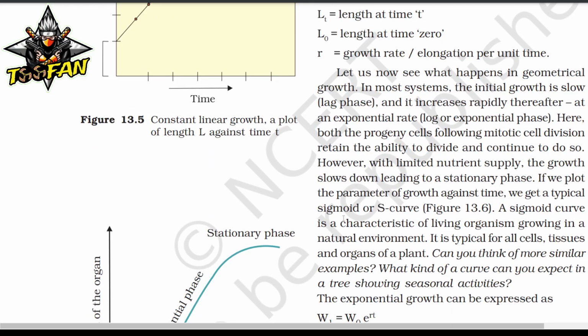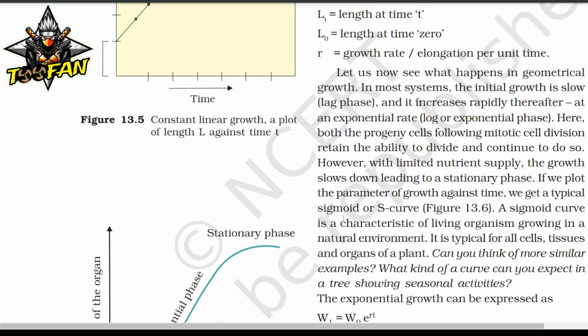In most systems, initial growth is slow, the lag phase, and it increases rapidly thereafter at an exponential rate. Here, both the progeny cells following mitotic cell division retain the ability to divide and continue to do so. However, with limited nutrient supply, the growth slows down, leading to a stationary phase. If we plot the parameter of growth against time, we get a typical sigmoid or S curve. A sigmoid curve is a characteristic of living organisms growing in a natural environment. It is typical for all cells, tissues, and organs of a plant.